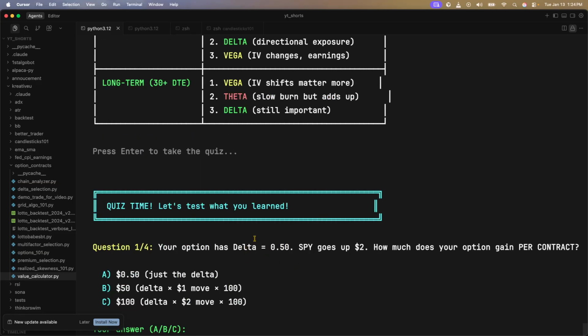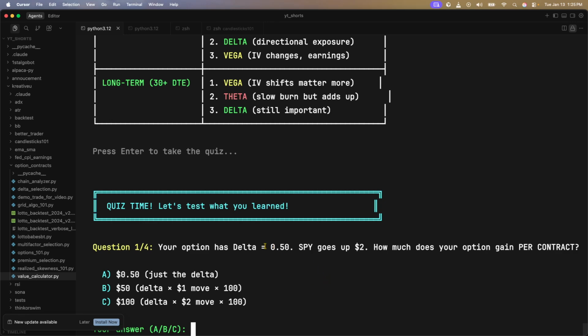Your option has a delta of 0.5. SPY goes up $2. I think I've seen this before. How much does your option gain per contract? So 0.5, just delta. Is it $50, delta times the $1 move times 100? Or is it $100, right? Delta times the $2 move times 100, because there's 100 shares in every option contract.